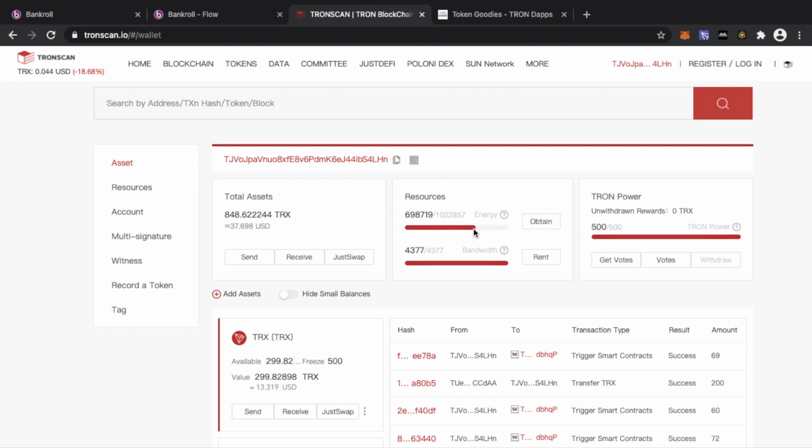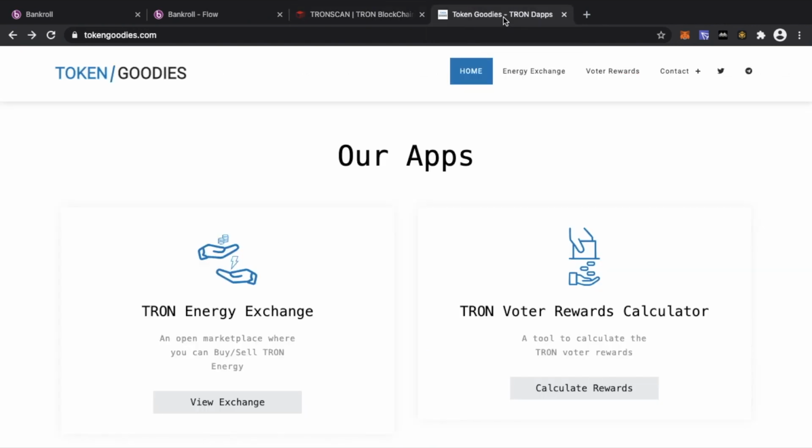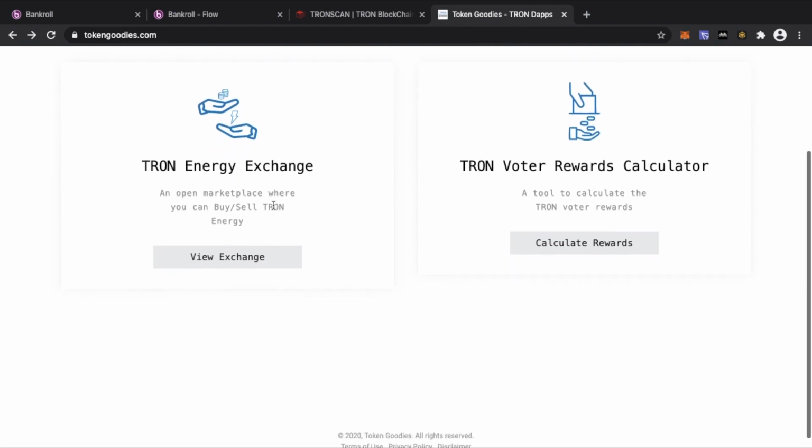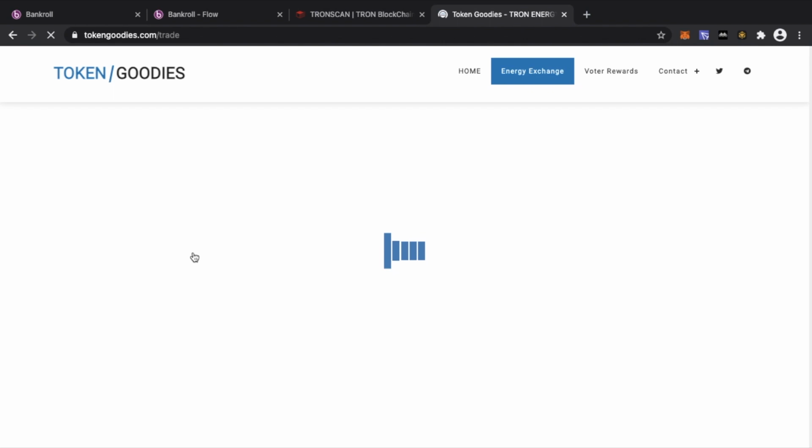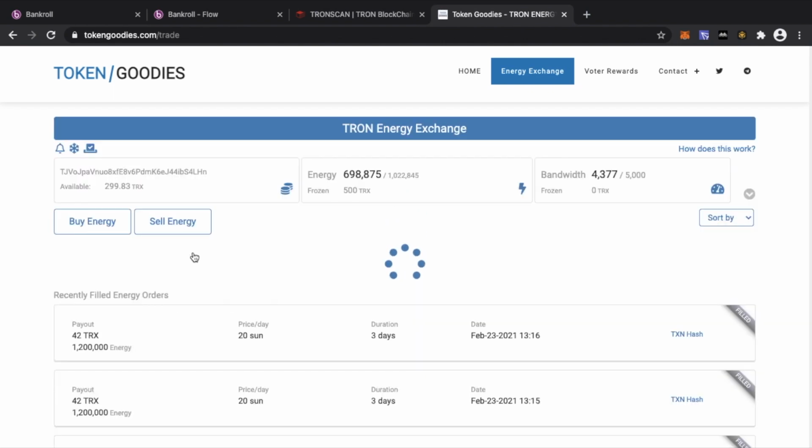The only thing is for the first 3 days, you cannot withdraw your Tron. You cannot redeem that Tron back to your wallet. But it is your Tron, so after 3 days, you can redeem it, but you will lose your energy. So what I personally do is I use token goodies. Token goodies is an exchange for people to buy and sell energy.